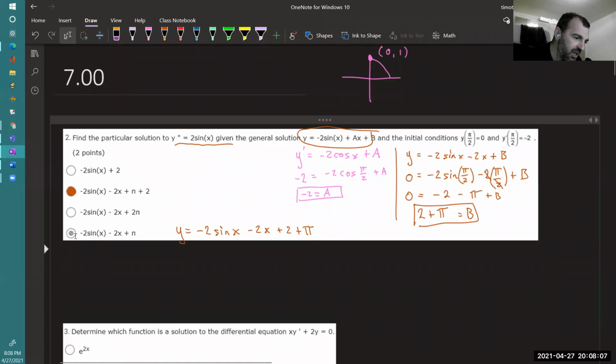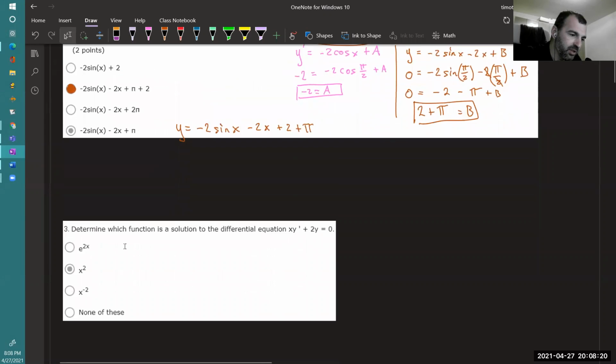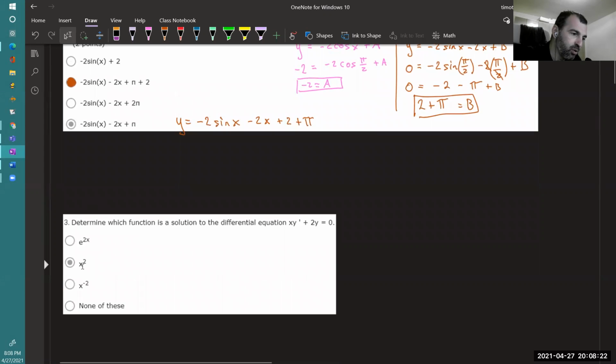And by the way, these gray answers, when you see them, they're not necessarily the correct answer. I just kind of randomly chose just to complete the quiz there. So in fact, I think they're all wrong.